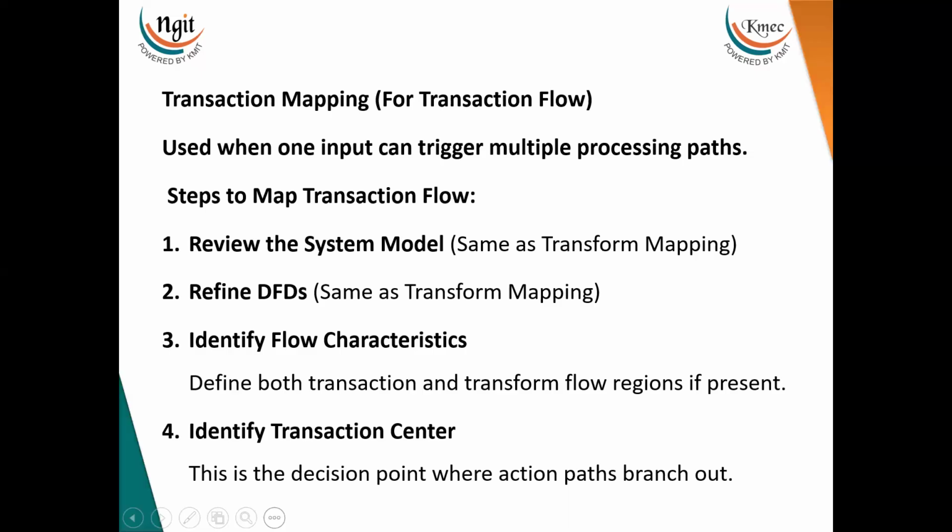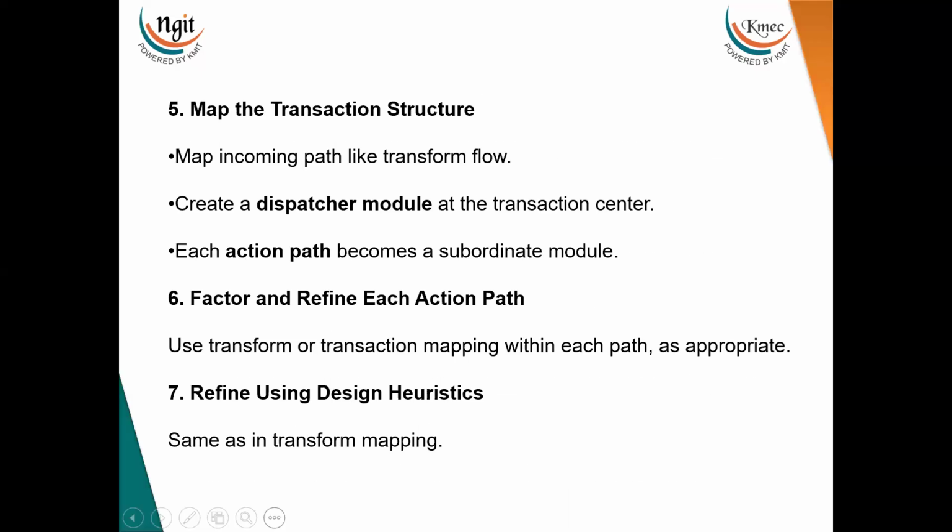Then map the transaction structure. Map incoming path like transaction flow, transform flow, and create a dispatcher module at the transaction center. And each action path becomes a subordinate module. Then factor and refine each action path. Use transform or transaction mapping within each path as appropriate. Next, seventh point is refine using design heuristics, which is very similar to transform mapping.